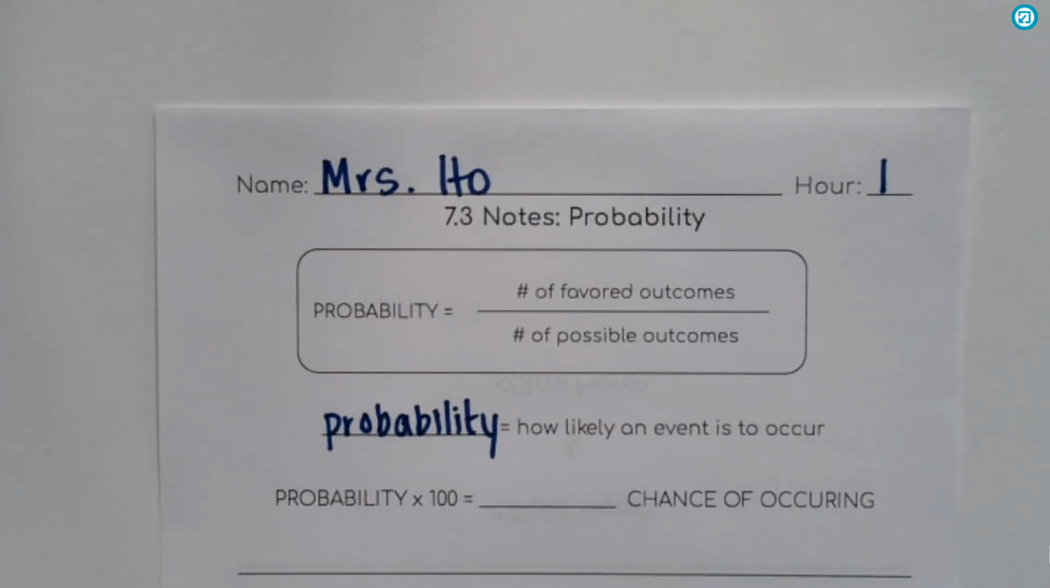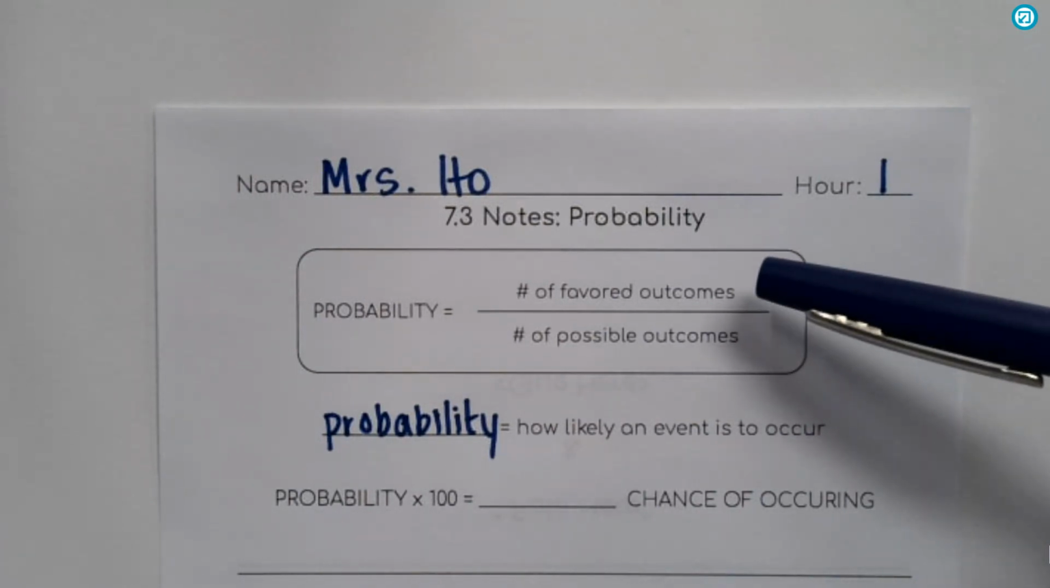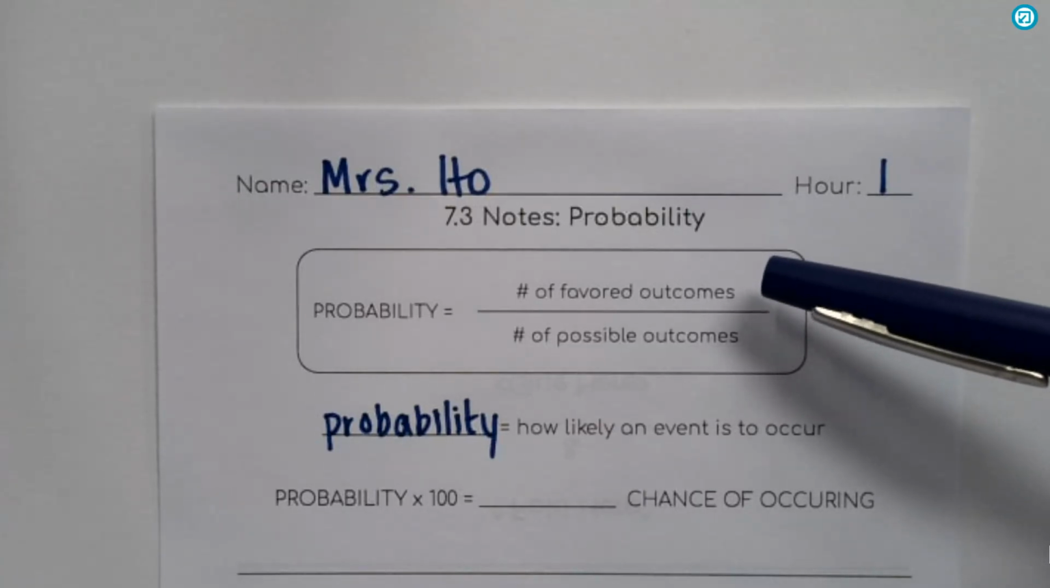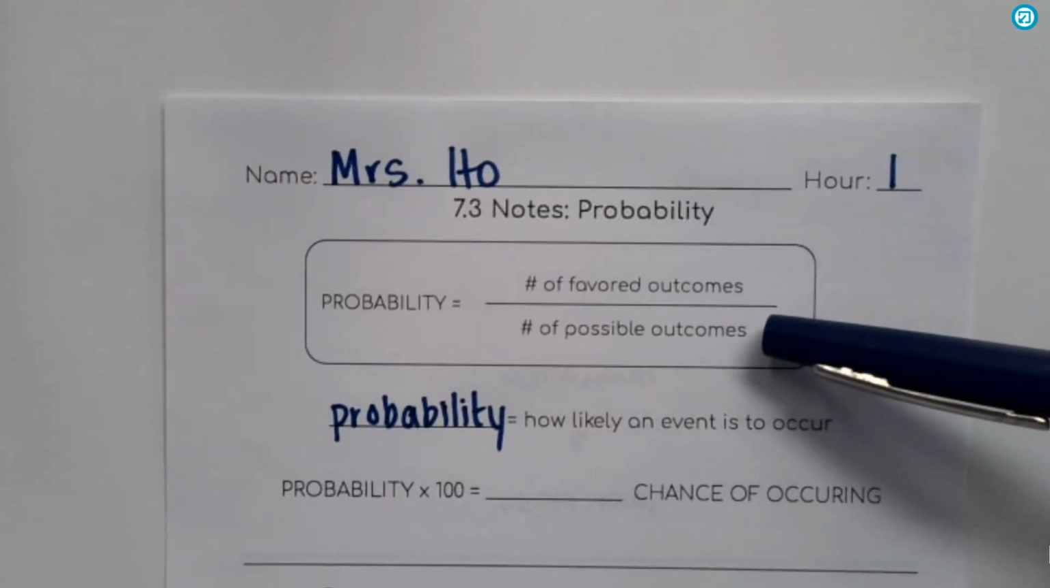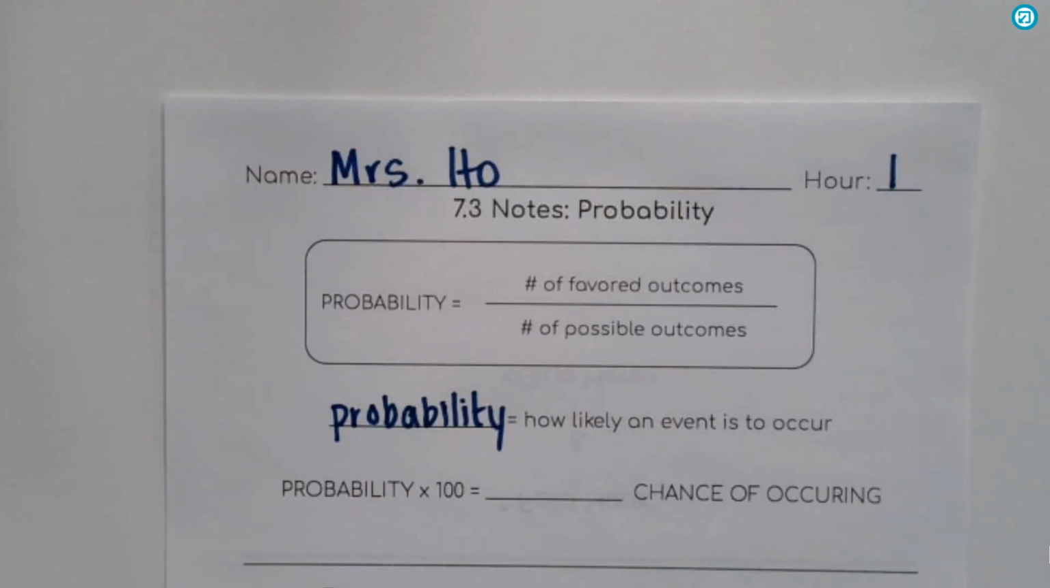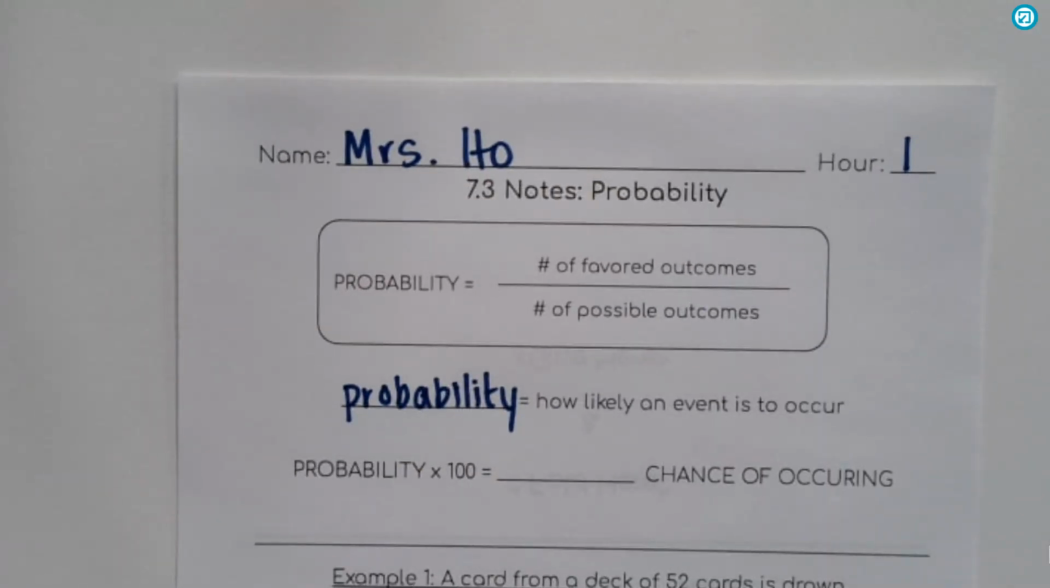And I did. So probability is the number of favored outcomes, so the number of things that you want to happen, divided by the number of possible outcomes. Like if you're flipping a coin and you're trying to get heads, heads would be a 1 out of 2 probability because the coin has 2 sides. If you're trying to roll a 6 on a die, that would be 1 out of 6 because it's 1 out of the 6 sides on a standard die.